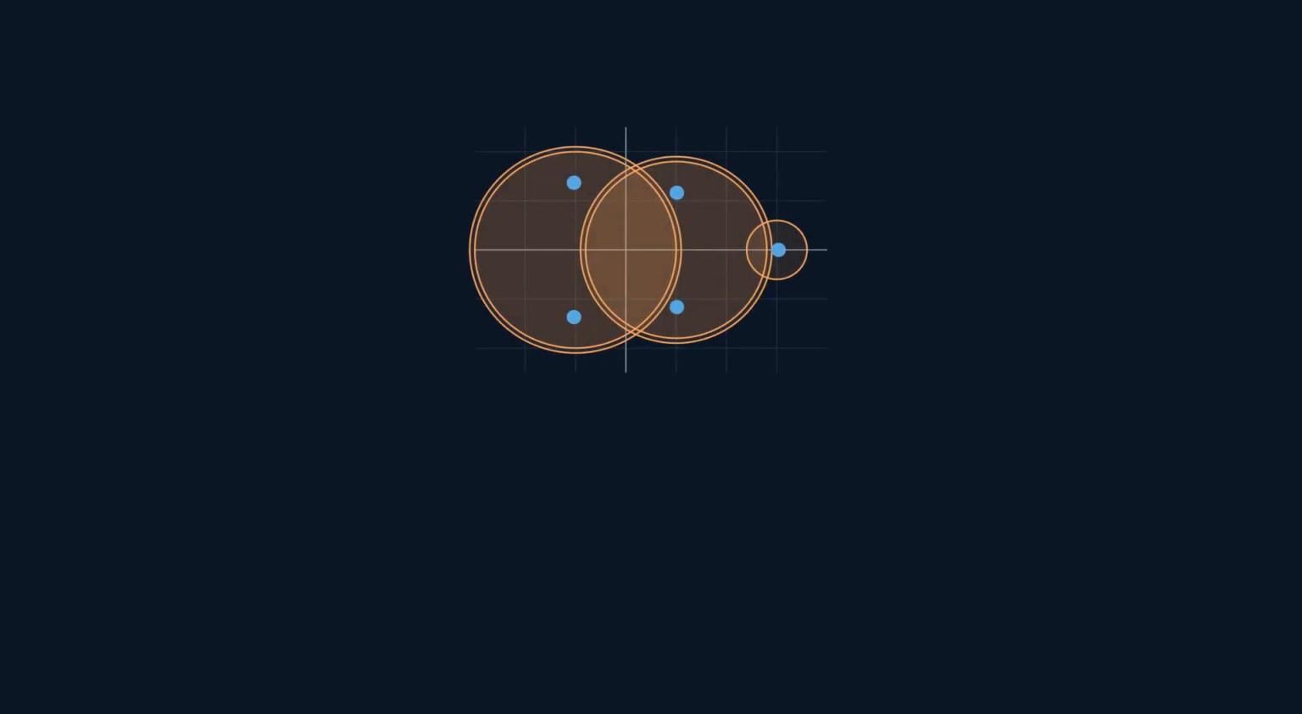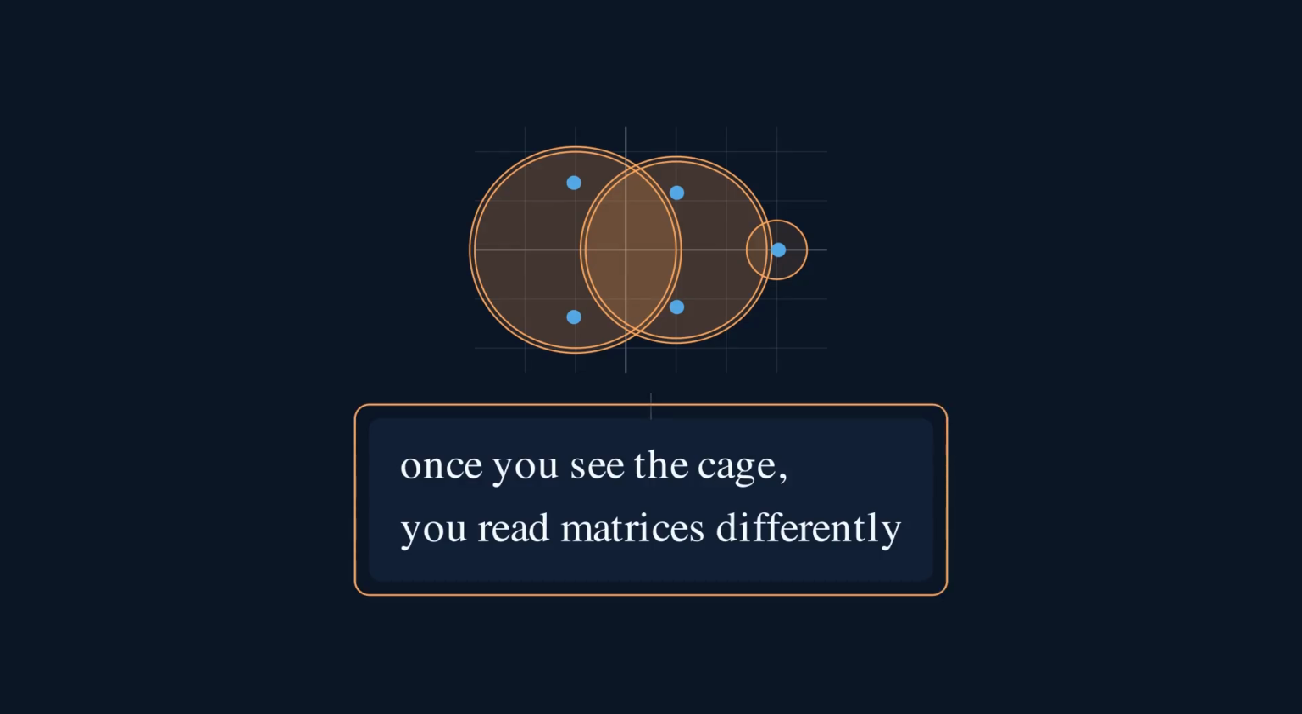What you just saw is quiet, but it is everywhere. Every iterative solver in numerical linear algebra, every time someone asks whether an algorithm converges, there is a Gershgorin cage in the background, asking whether the right eigenvalues sit inside a unit circle. Once you see the cage, you read matrices differently.